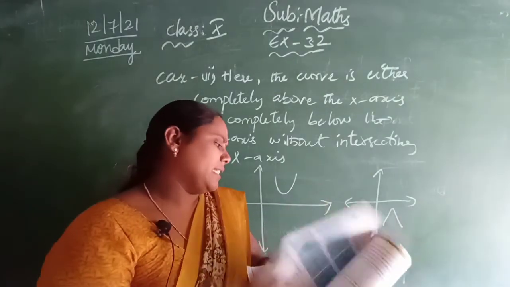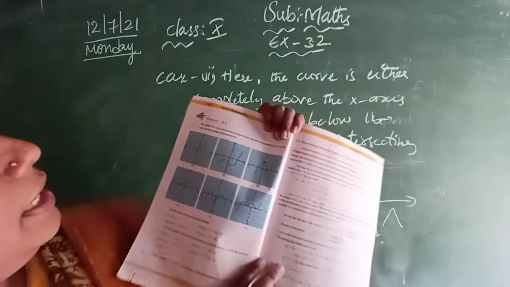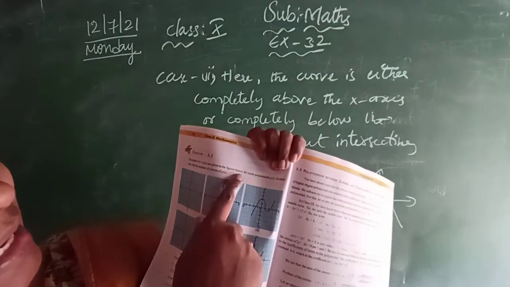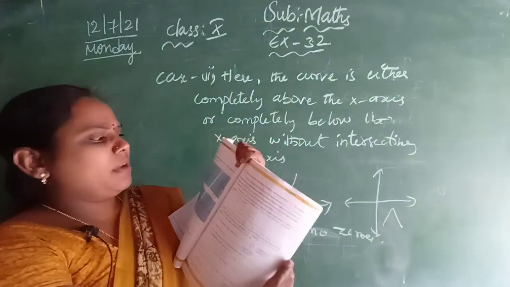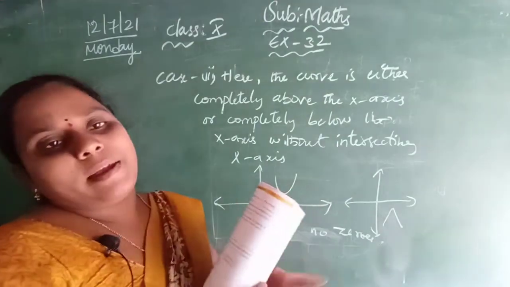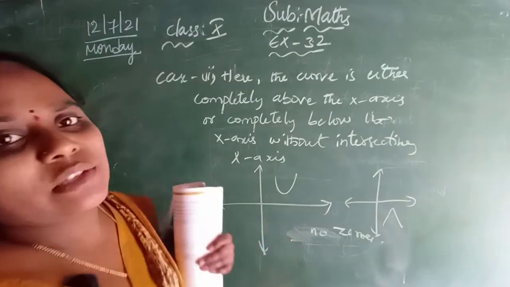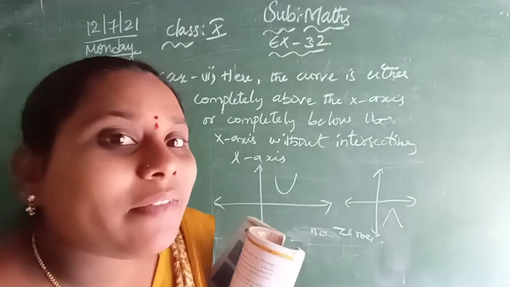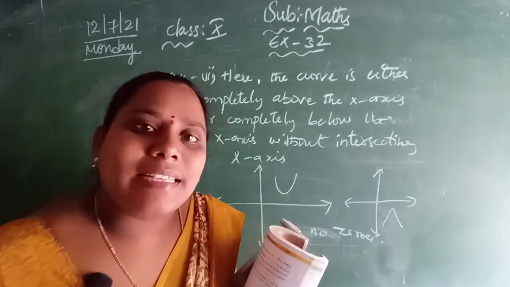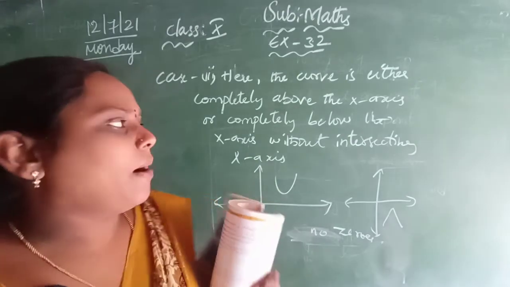Okay, so go for exercise 3.2. Here the graphs of y equal to p of x are given in the figures below. For some polynomials p of x, in each case find the zeros of p of x. From case 1, case 2, case 3, if the curve cuts, there it will have zeros. If the curve cuts on the x-axis only, we will tell that it is a zero of the given polynomial.